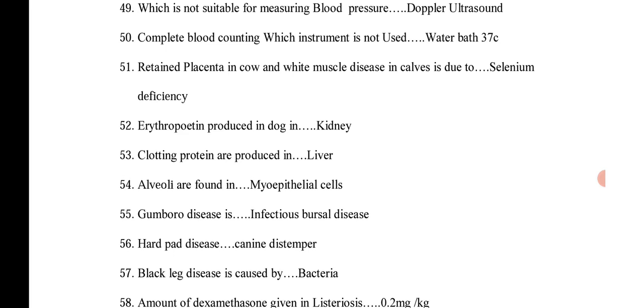Alveoli are found in myoepithelial cells. Gumboro disease is another name of infectious bursal disease, IBD or Gumboro.